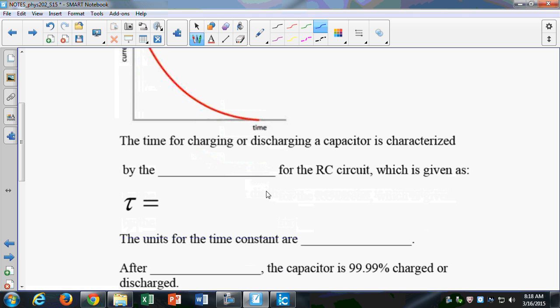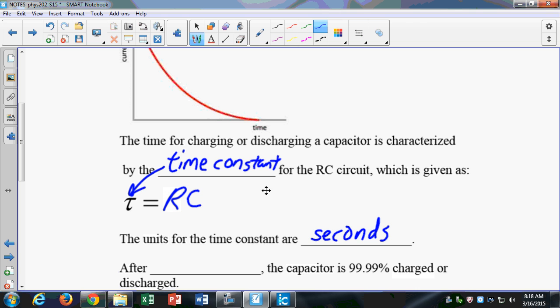We also describe the time for charging or discharging a capacitor by the time constant. We call this tau, not to be confused with twice pi. This is something different. All right, time constant tau is R times C. It's not the time for the capacitor to discharge or charge, but it characterizes that time. Like it did some multiple of that time in this exponential function. So it is a time, and the units are in seconds, of course.